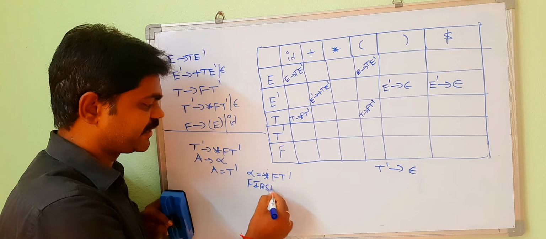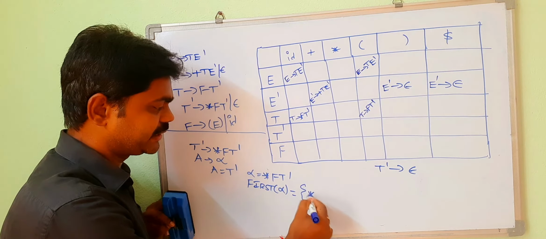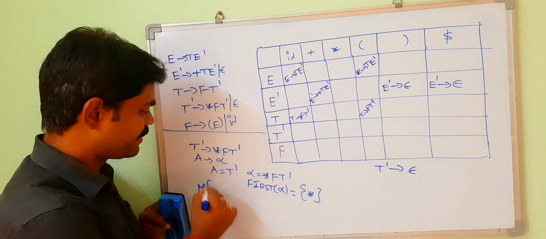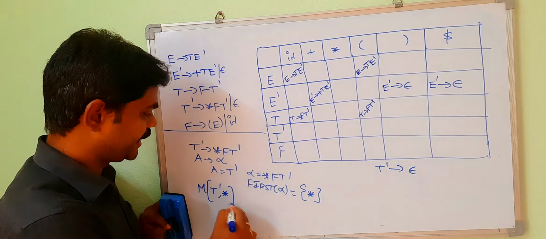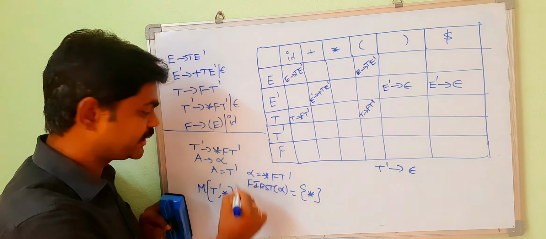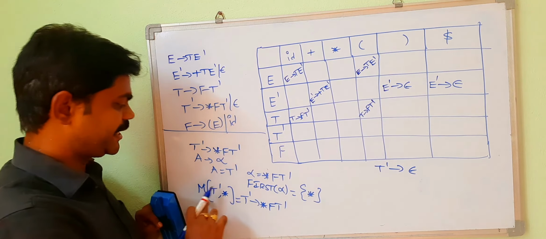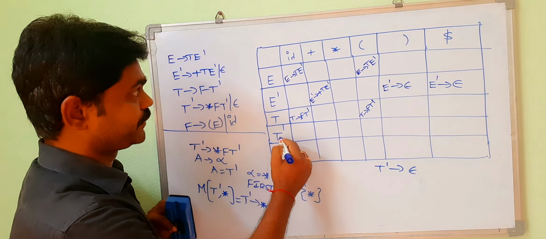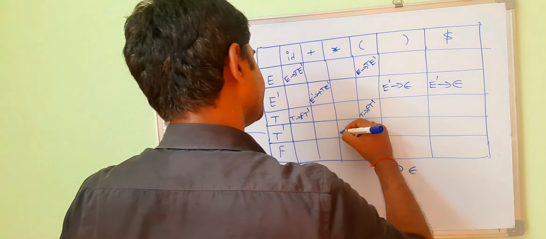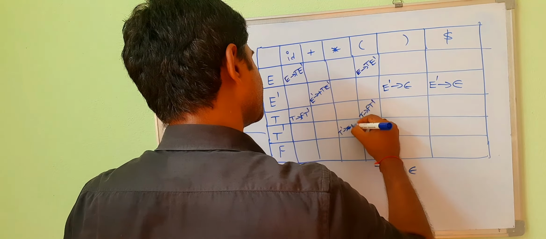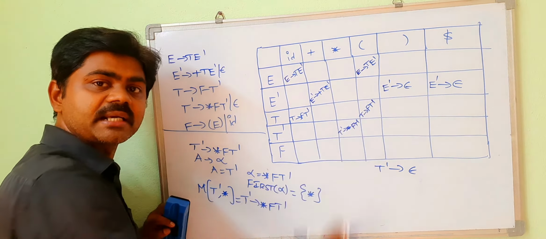So first of alpha is nothing but, initially we have a terminal, we get star here. So M of A comma star, that is A is T dash. So T dash comma star equal to A tends to alpha. A tends to alpha is nothing but T dash tends to star Ft dash. So in the place of T dash comma star, what should we write? T dash tends to star Ft dash.